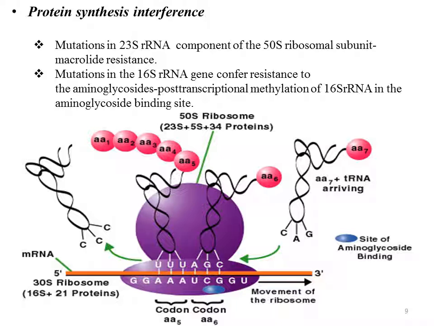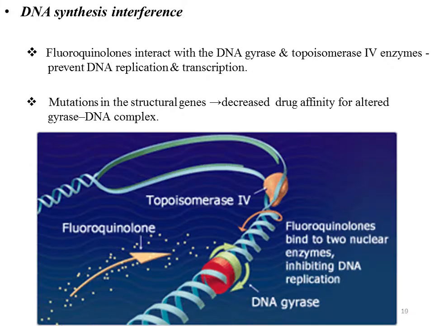The mutations in the 16S rRNA gene confer resistance to aminoglycosides due to the post-transcriptional methylation of 16S rRNA in the aminoglycoside binding site.